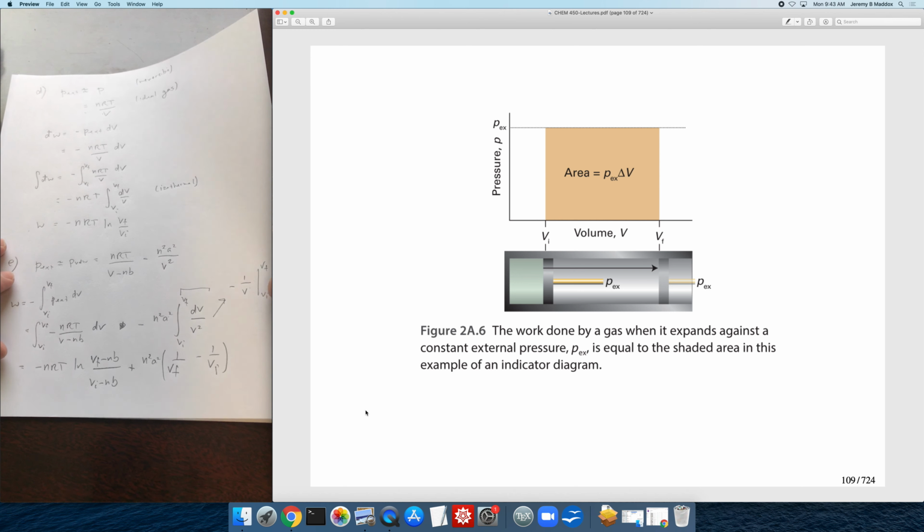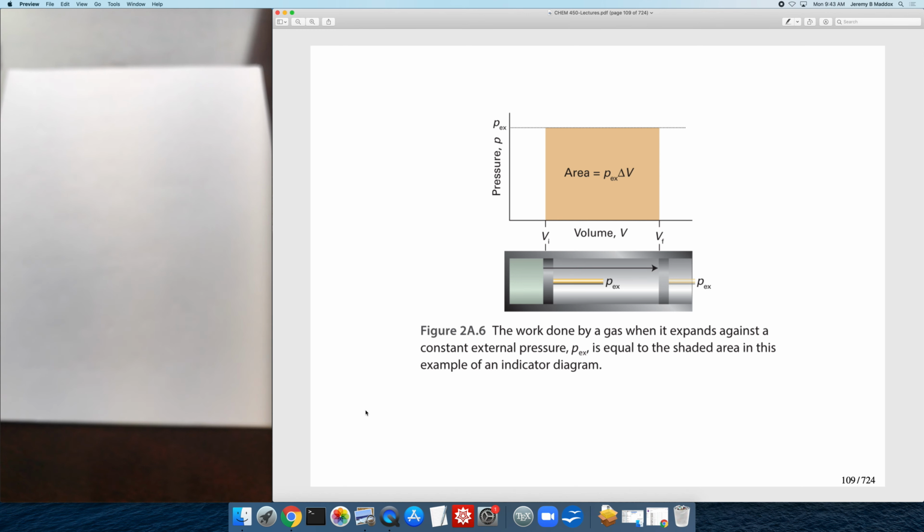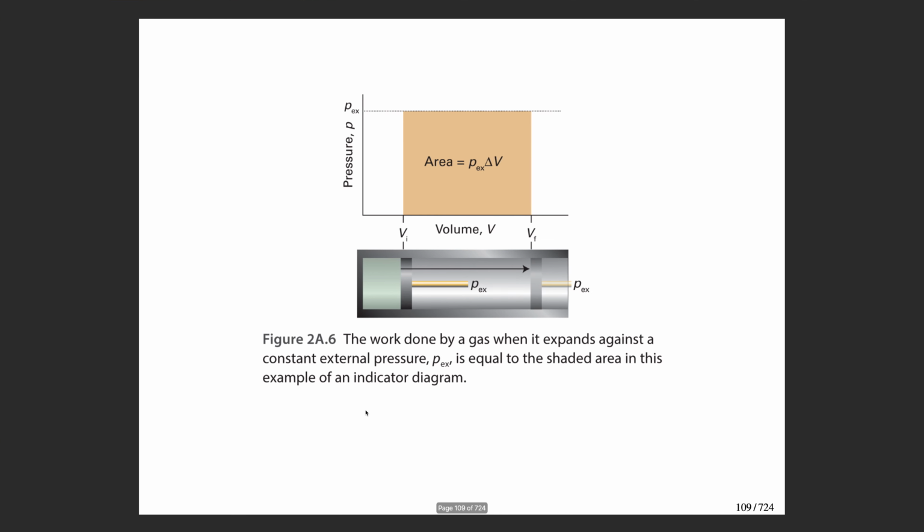On the next couple slides, I'm going to show you some graphics that go along with the calculations that we've done. So these diagrams that we're looking at, these are called indicator diagrams. And this one here corresponds to the case where we expand irreversibly against a constant external pressure. And so what's being shown here is a graphical representation of the work that's being generated. We're plotting pressure as a function of volume. Okay, and so in this case we have a constant external pressure, and then the volume is changing from some initial volume to some final volume.